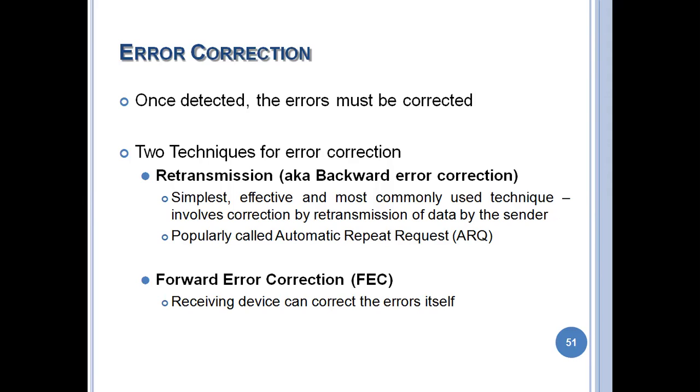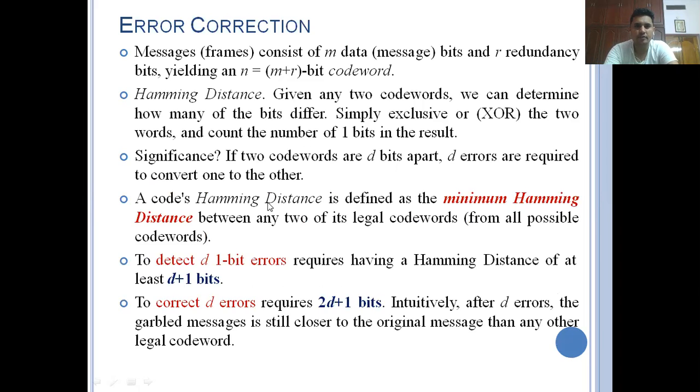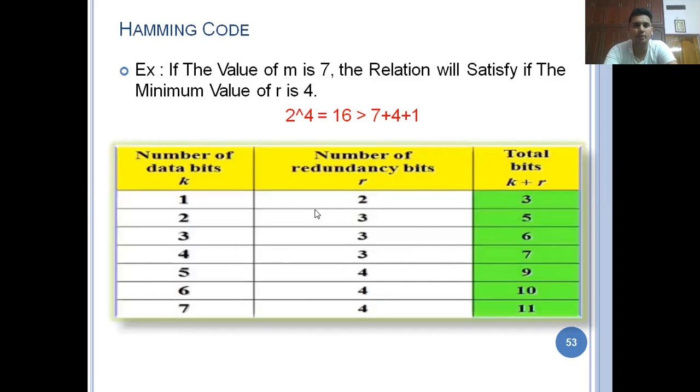If the frame reaches the destination end and the receiver identifies the error, the receiving device can correct the errors itself. That is called forward error correction. For that purpose, we use the Hamming code here.